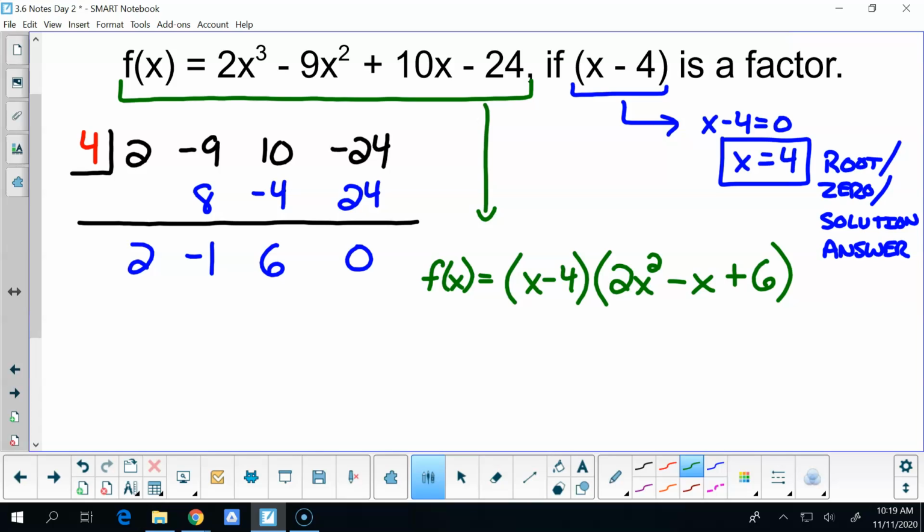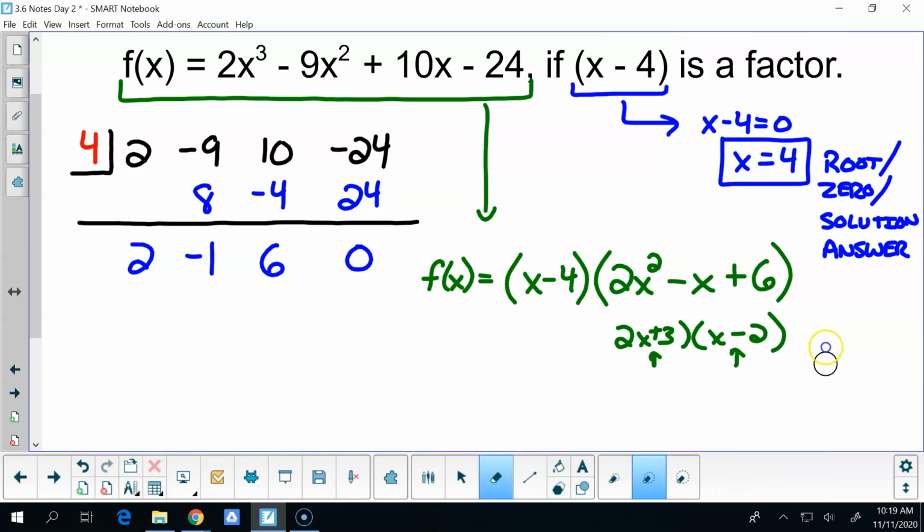Is that factorable? 2, 2, 3. Nope, because of the plus, not factorable. We need these two signs to be the same, and I need them to be minus and plus, so that's not going to work. So that's not factorable.